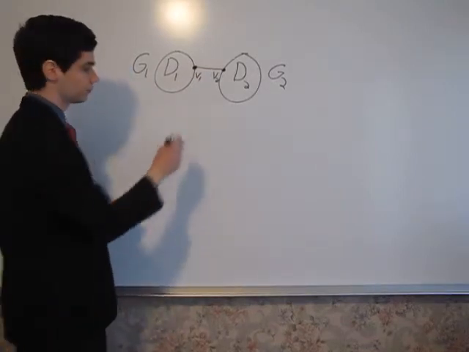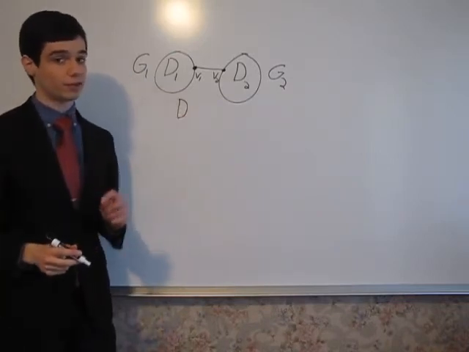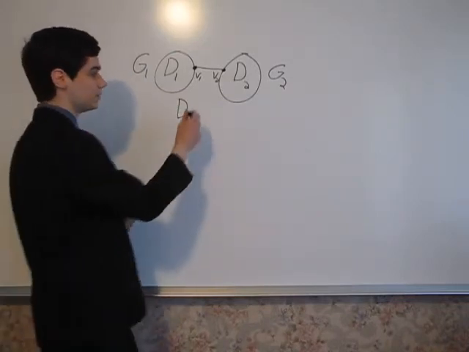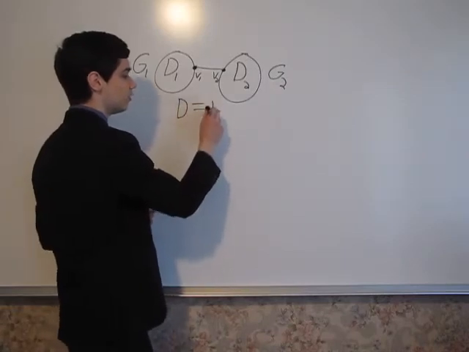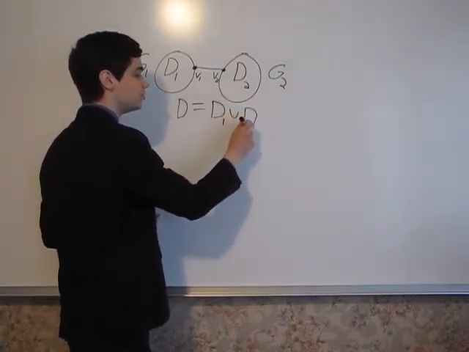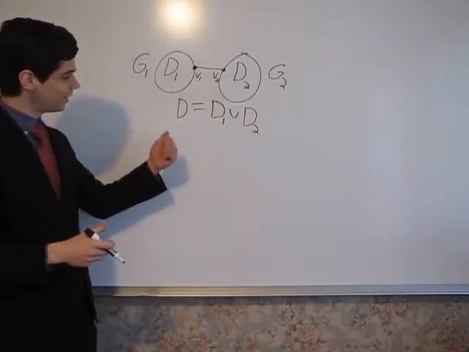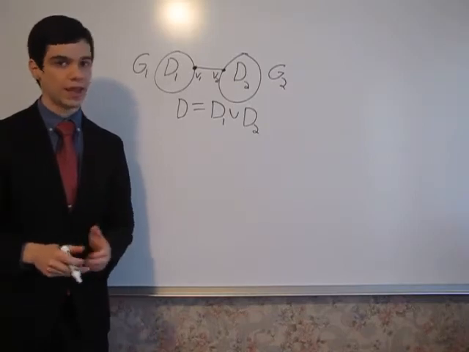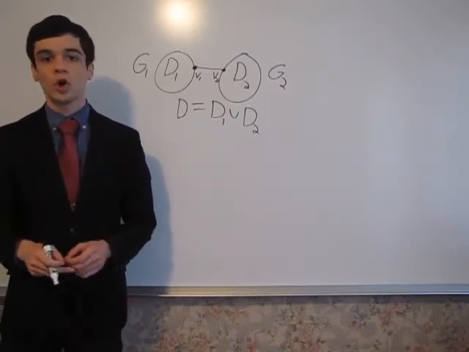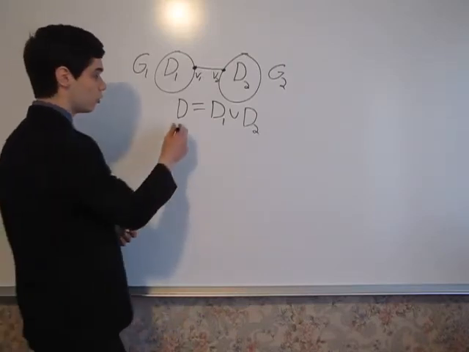Here's what we know. We know that we already have one efficient dominating set. We'll call it D. And D is the union of D1 and D2. The question now becomes, is D unique? And that's where we're going to focus our proof. We're going to suppose that we can create a different efficient dominating set called D prime.